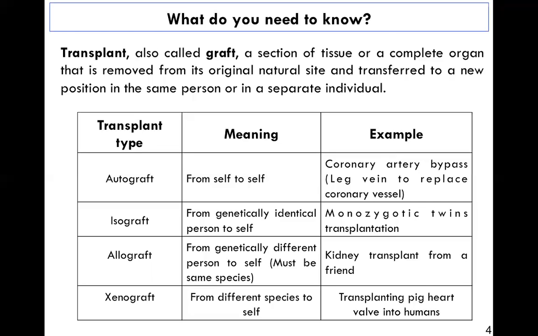To learn the allograft, think of the word allosteric inhibitor, which inhibits the enzyme at a site other than the active site. Another way to define it is from a genetically different person to self, but of the same species. An example, as you can see here, is a kidney transplant from a friend. That is an example of allograft.